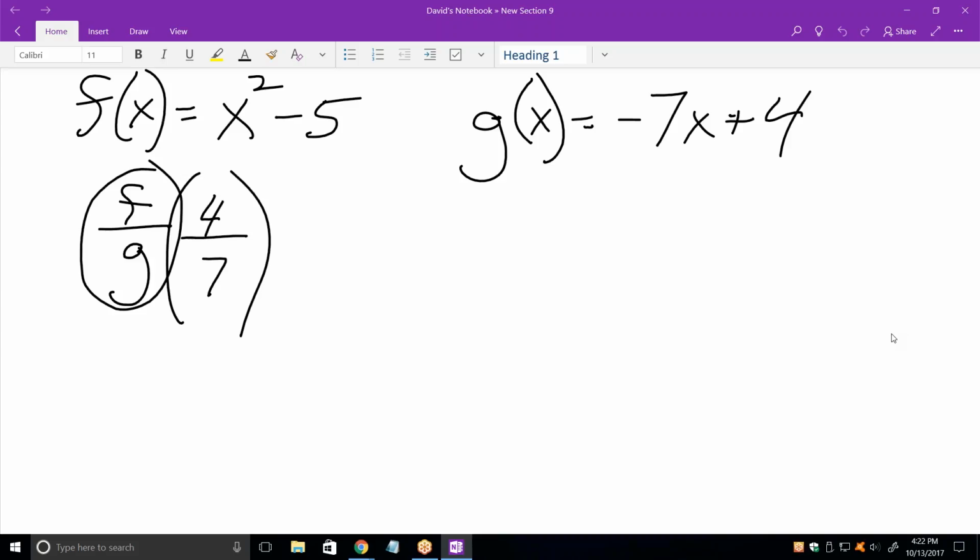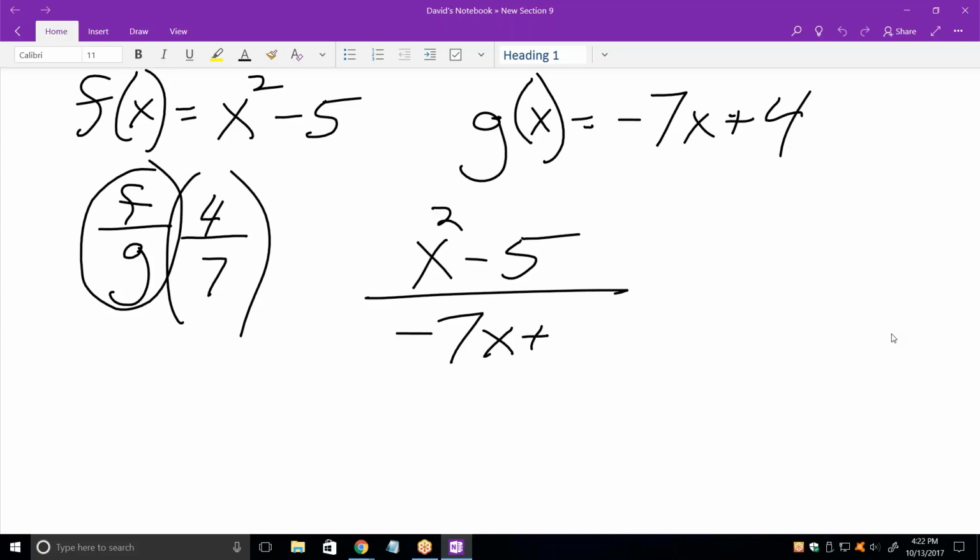F over g. So we get x squared minus 5 over negative 7x plus 4. I don't really need to do this with long division. I can do it just like this. But you're going to see where there's a problem. What is that problem going to be? It doesn't really divide because there's no... No, it might divide. But that's not the problem.